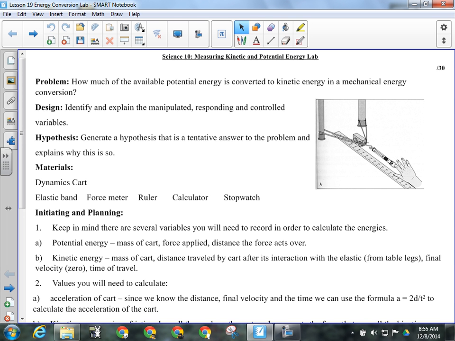Have everybody in your group watching and observing where they think that energy might go during the experiment. So the problem we're investigating: how much of the available potential energy is converted into kinetic energy in a mechanical energy conversion? Now, our variables. What are we manipulating in this experiment? What's the thing that we are actively controlling or putting into it?